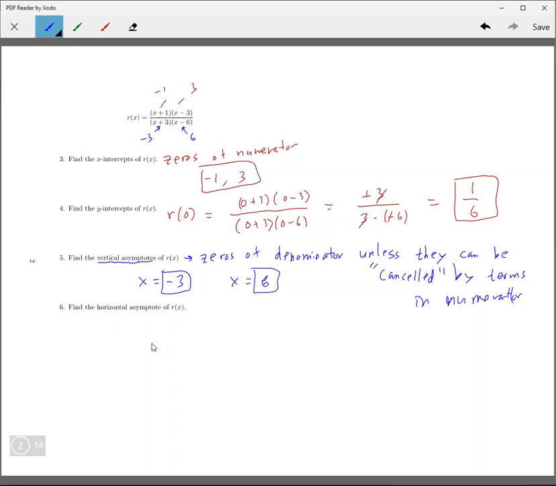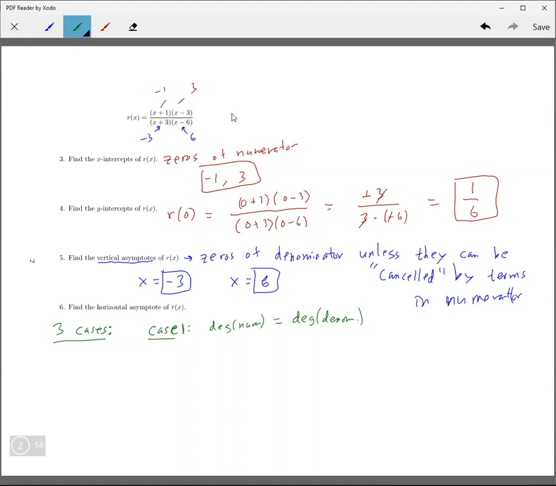And the horizontal asymptote. Let me explain this case really quickly. There's three cases. What we're dealing with here is case 1, where the degree of the numerator equals the degree of the denominator. Okay, so let's just talk about this case for now.